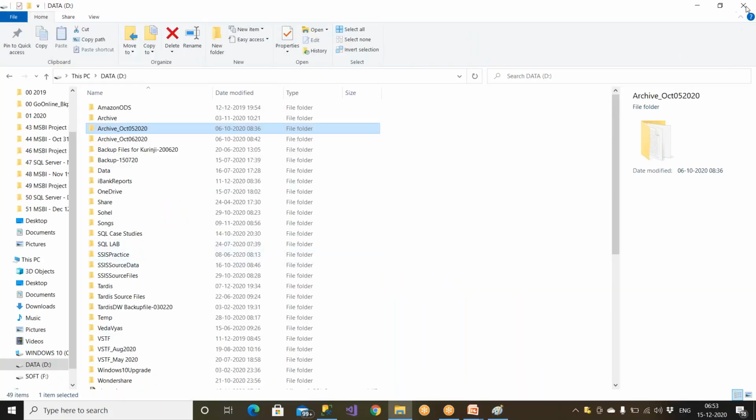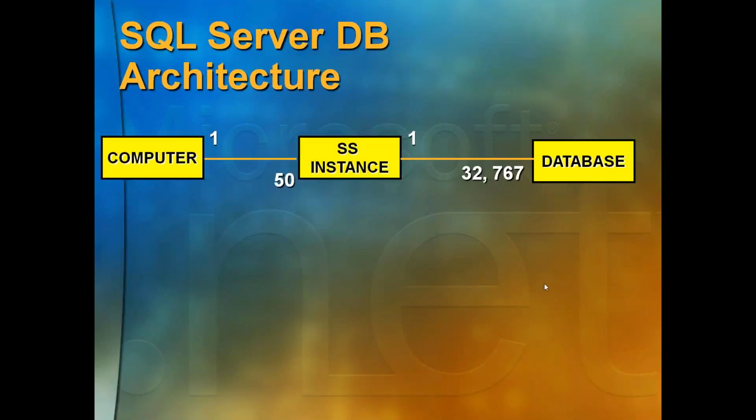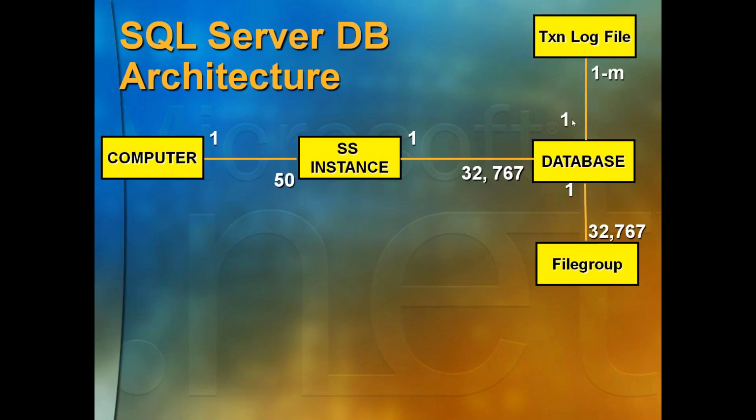So that's what I'm saying. When you go here, by default, we are going to create one database. One database will have a minimum of one file group and a minimum of one transaction log file. Within the file group, what is a file group? A file group is a folder, and within the folder you can have a minimum of one data file, but a maximum of this many files.